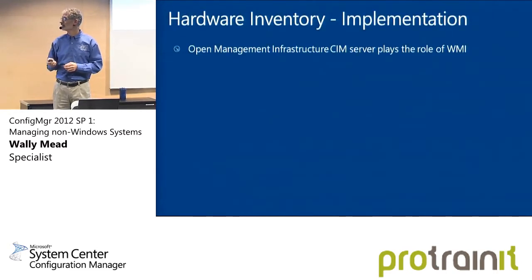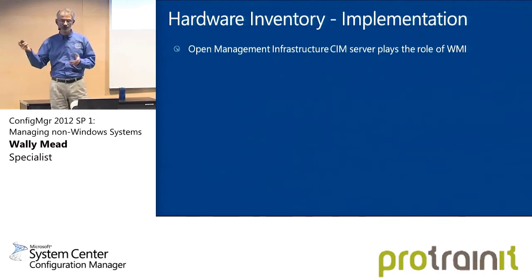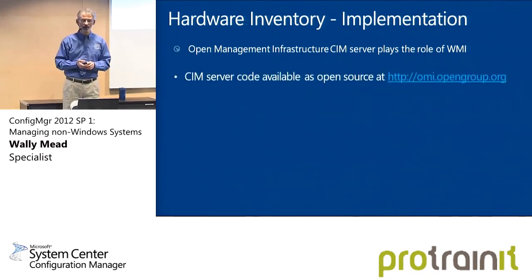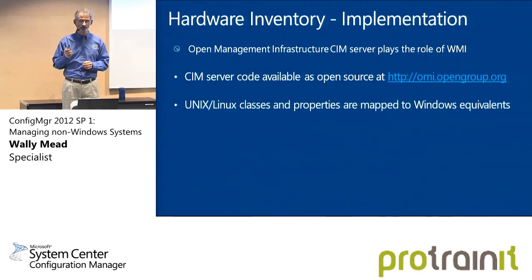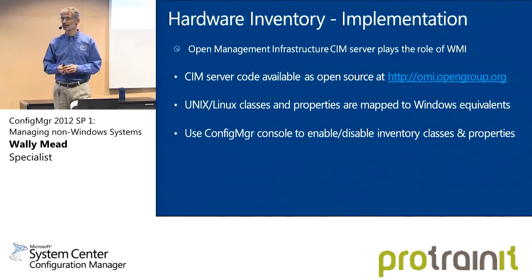So for implementation, the Open Management Infrastructure, through CIM or the pseudo WMI, is what's used. And there's where you can go to get the specs on it if you want to do your extensions. Classes and attributes are mapped the same as Windows. So we do map a lot of the same resources. You just don't get as much. You don't have as much capability there, but you do get quite a bit of inventory back. And then you can just view our console to enable it.